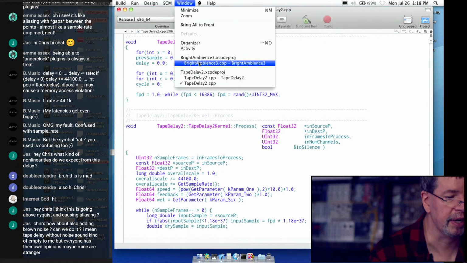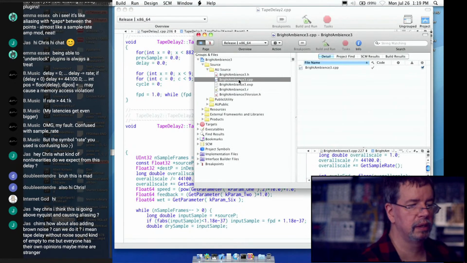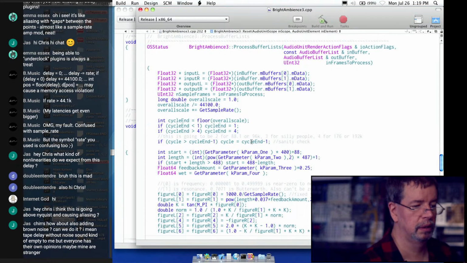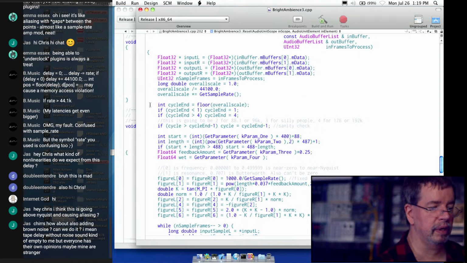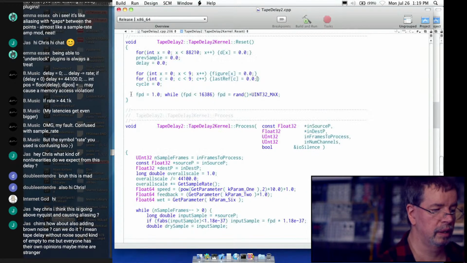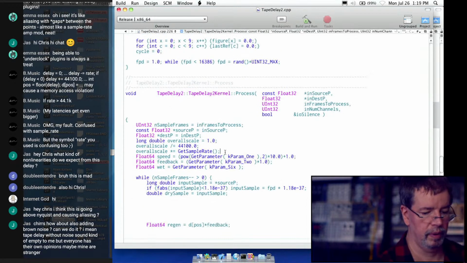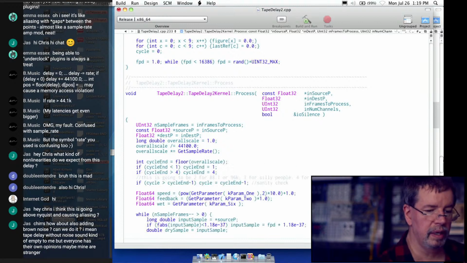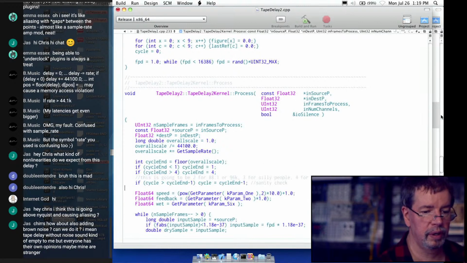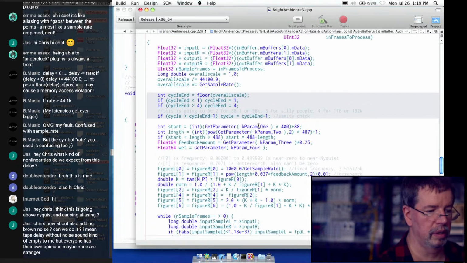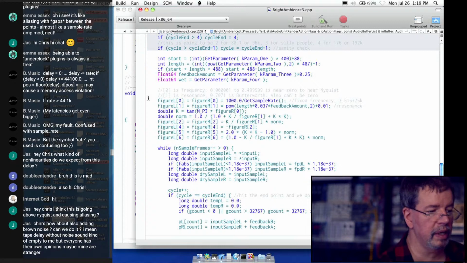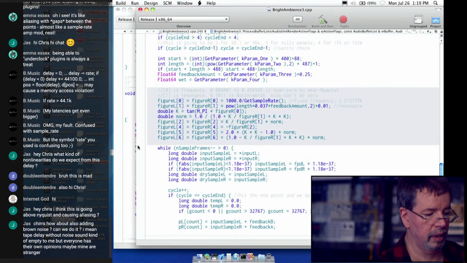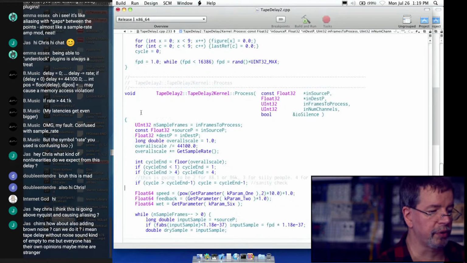Back to bright ambience if I can make that work. So here's a whole bunch of stuff. Let's use some of it. That's undersampling code. That is not, but this is filtering.